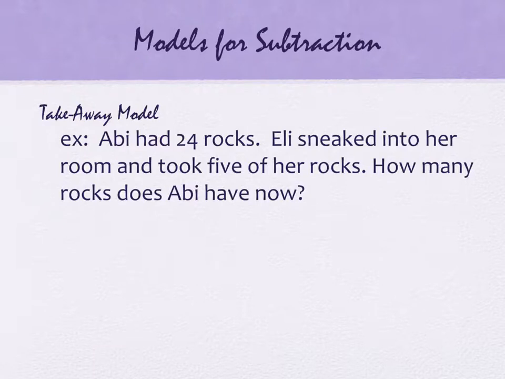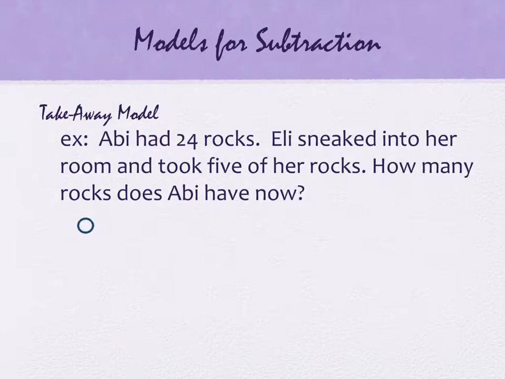Abby had 24 rocks. Eli sneaked into her room and took 5 of her rocks. How many rocks does Abby have now? Right, so you have something and somebody takes a portion of it away. Maybe it's an object that's actually stolen, lost, eaten, who knows, but it's removed from what you currently have. So if we're taking a look at solving this, we can actually do this.